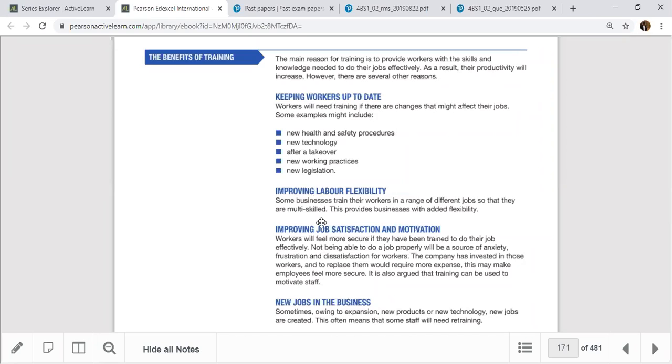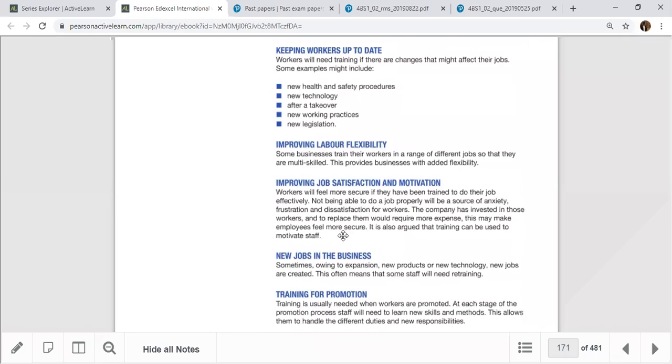The second one is improving labor flexibility, another benefit of training. Improving labor flexibility as a result of the training, and improving job satisfaction and motivation because of the training, because they know the organization is investing in the workers. Therefore, as they increase their training, they motivate the staff, and there are new jobs in the business as a result of that.